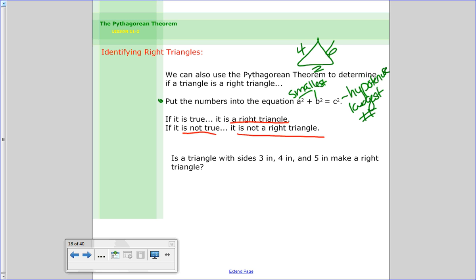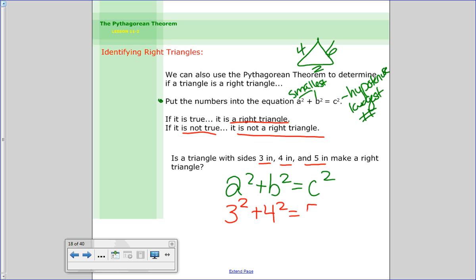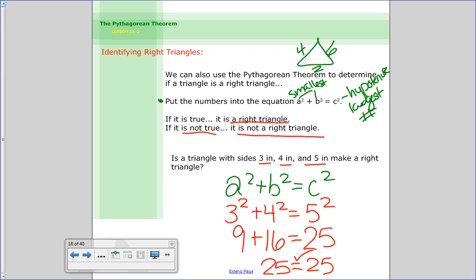So here's what they give us. Is a triangle with sides of 3 inches, 4 inches, and 5 inches a right triangle? So what you do is, again, what I just said. First, put the numbers in the Pythagorean theorem. a squared plus b squared equals c squared. We're going to put the two smallest numbers in for a and b. So that is 3 and 4. And the largest number, 5 inches, goes in for c. So we solve it now. 3 squared is 9. 4 squared is 16. 5 squared is 25. 9 plus 16 is 25. And look at that. Both sides are equal, so they're the same. So this is a true statement. So yes, it is a right triangle.